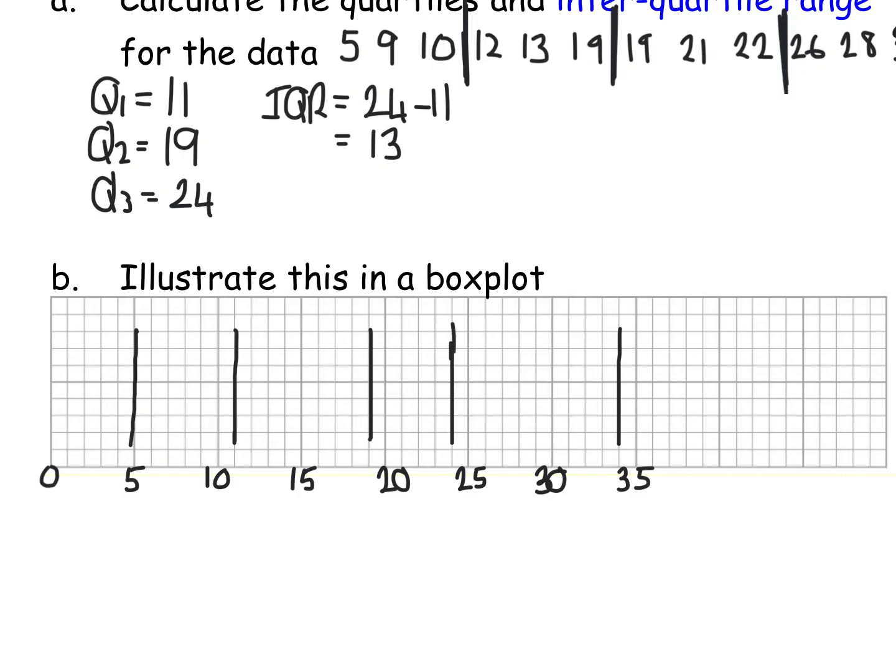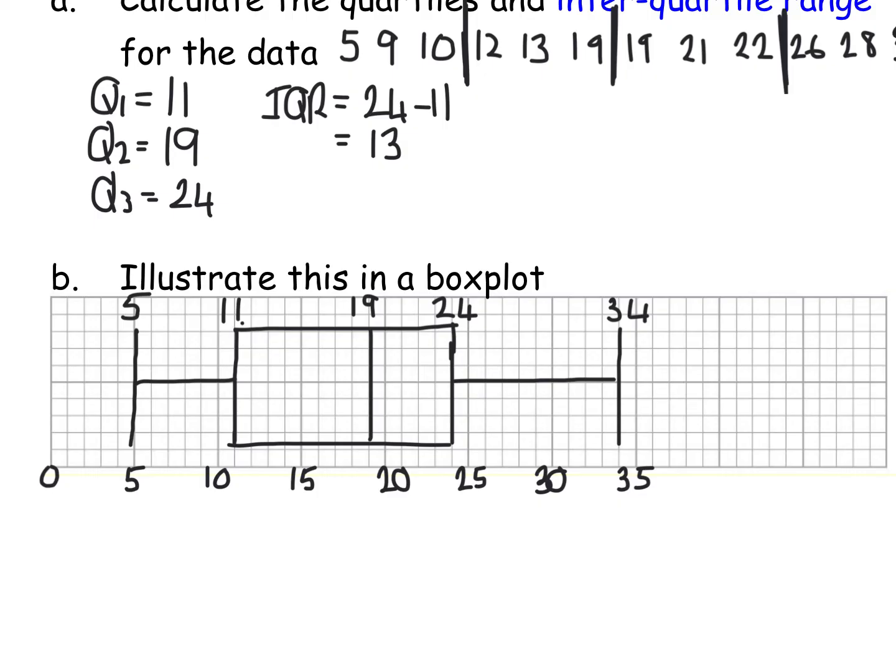And then what we do is we join the middle three into a rectangle. Again, oh my goodness, you should be using a ruler. And then you join your rectangle up to the outside with these whiskers. And just to be nice, I really like it when you write the numbers up above it. That's 5, that's 11, that's 19, 24 and 34. It's not essential, but it's just nice to label it for your exam. And again, obviously use a ruler. So there's your box plot. A lot of people say it looks a wee bit like a syringe, so that's it.